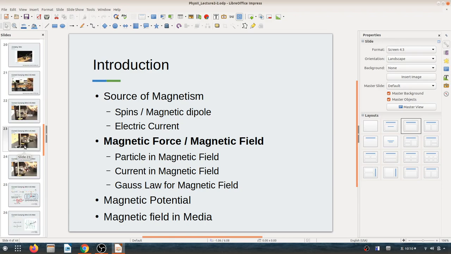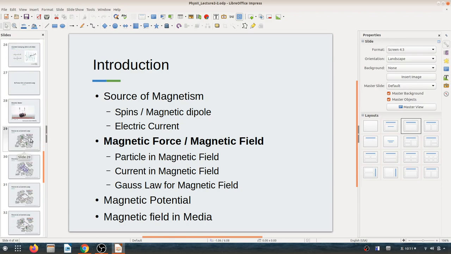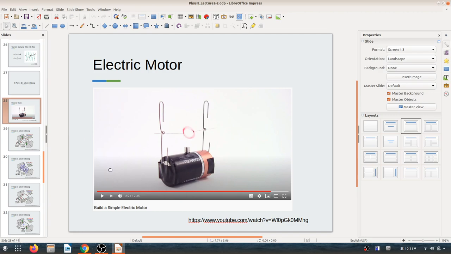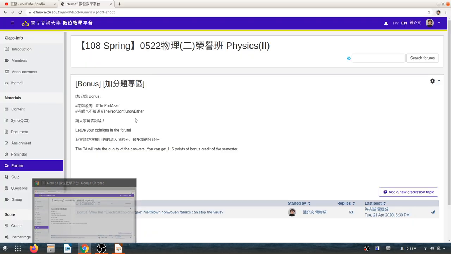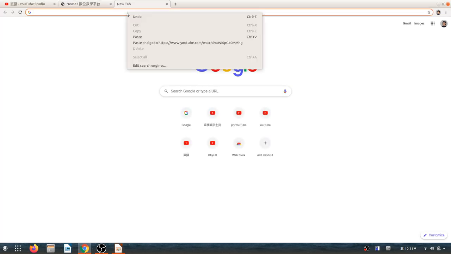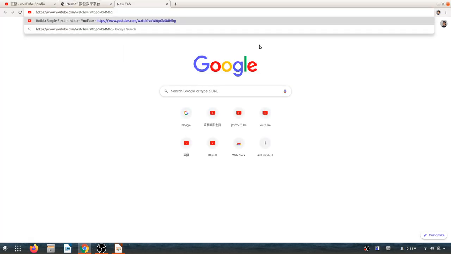We stopped at the electric motor last time, but since it's already one week ago, I think let's just play the essential part of this movie one more time, and let's just remind ourselves how the electric motor works before we start with the analysis.